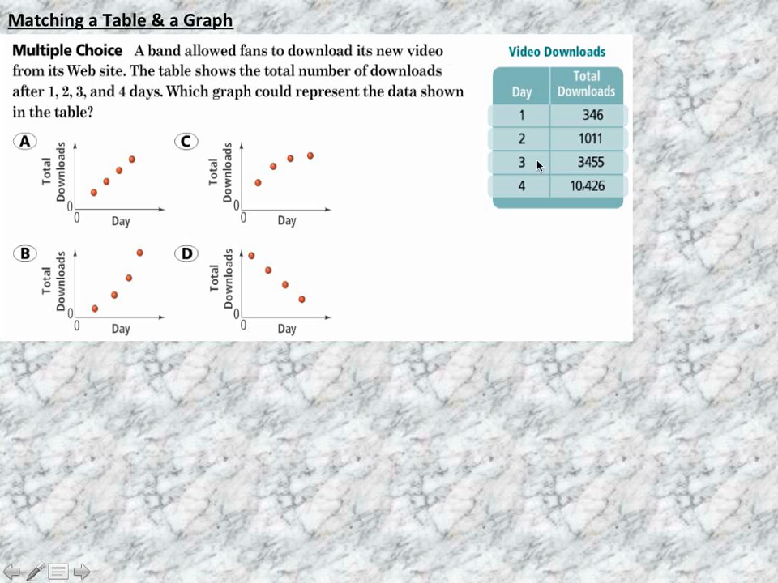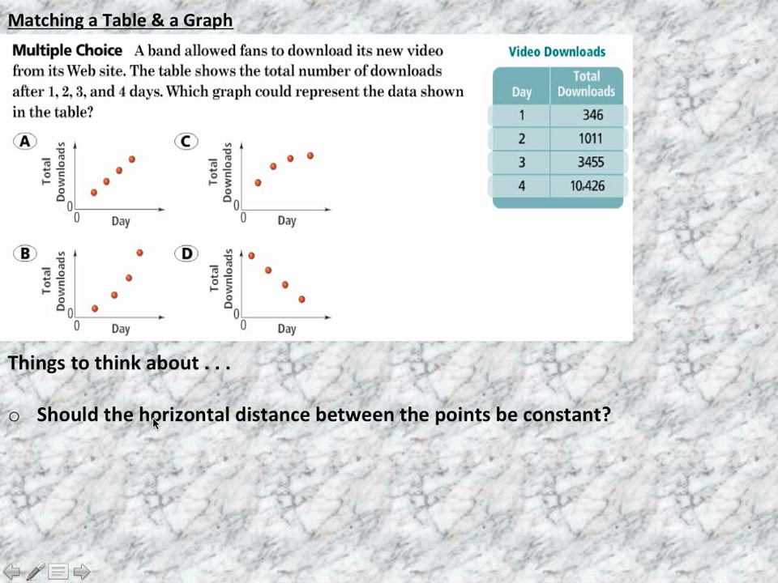All right, so I have 4 choices. They gave me the table. All right, so day 1 is this many, day 2 is that many, day 3 is that many, day 4 is that many. Okay, so a couple things to think about. Should the horizontal distance between the points be constant? So if you look at all these pictures, the horizontal axis, this side-to-side axis, is all the days. Right? Now if you look at your table, it's consistently changing. 1, 2, 3, 4. So should the horizontal distance between the points be constant, stay the same? It should, because each time it goes by 1, it is consistent there.